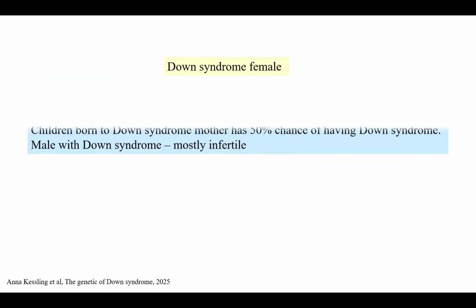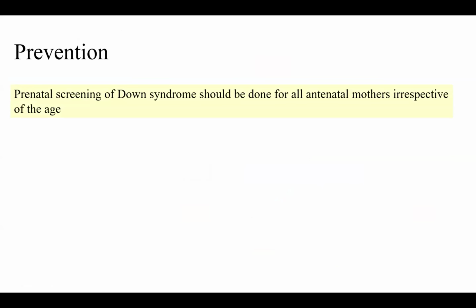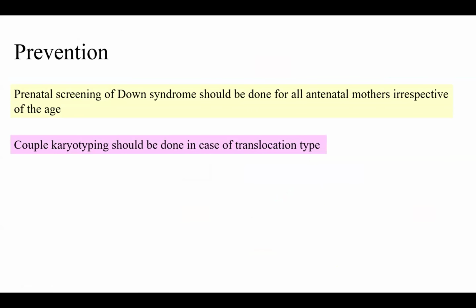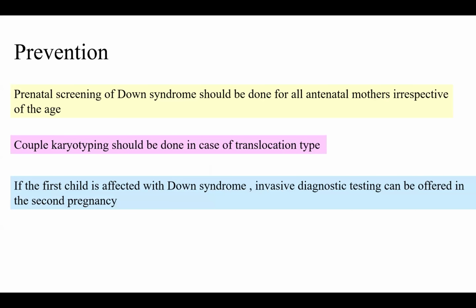And if children born to a Down syndrome mother have a 50% chance of having Down syndrome, and males with Down syndrome are mostly infertile, how are you going to prevent Down syndrome? Prenatal screening of Down syndrome should be done for all antenatal mothers irrespective of age. Couple karyotyping should be done in case of translocation type. And if the first child is affected with Down syndrome, invasive diagnostic testing can be offered in the second pregnancy.